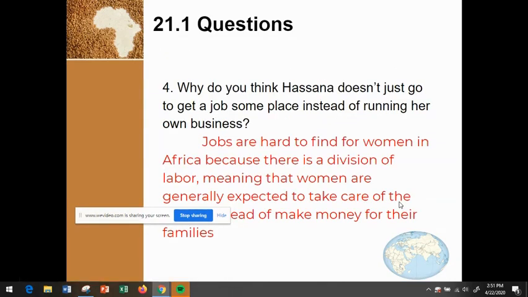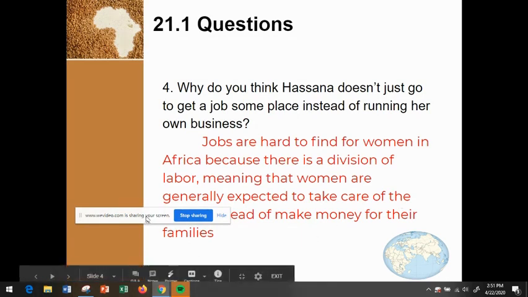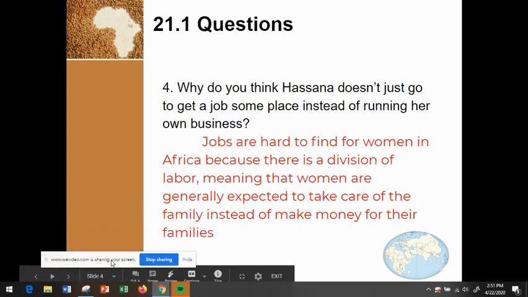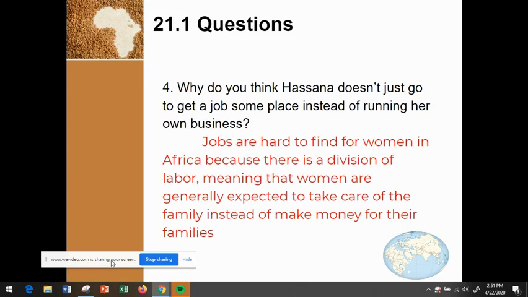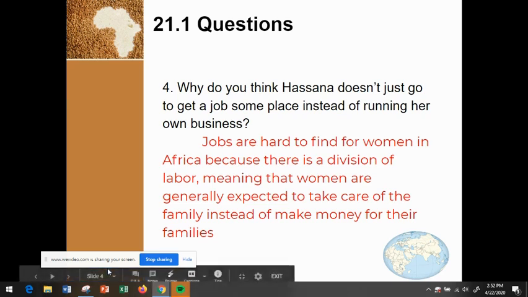Question 4, why do you think Hassana doesn't just go get a job someplace instead of running her own business? Well, jobs are hard to find for women in Africa because there's a division of labor, meaning that women are generally expected to take care of the family instead of making money for their families. So they're supposed to do the cooking, the cleaning, and taking care of the house, and not necessarily leaving the house to go make money.